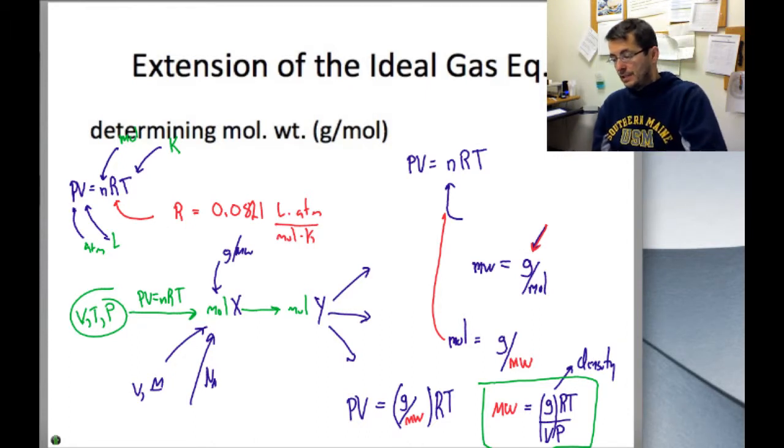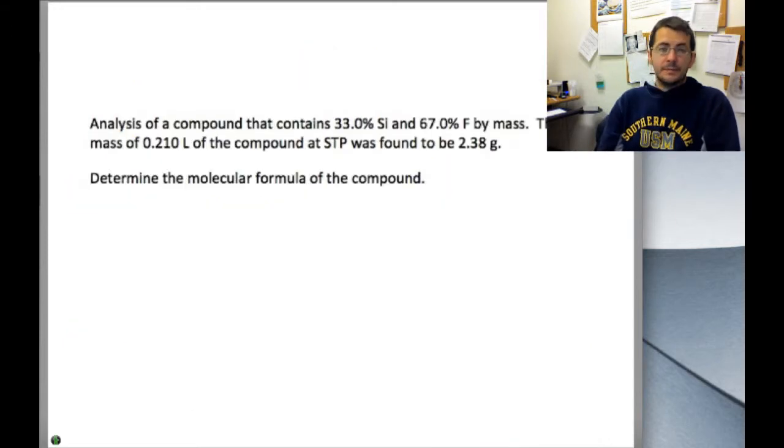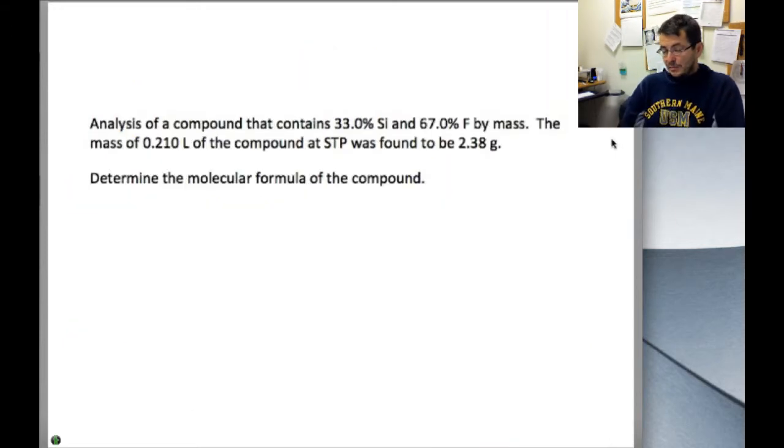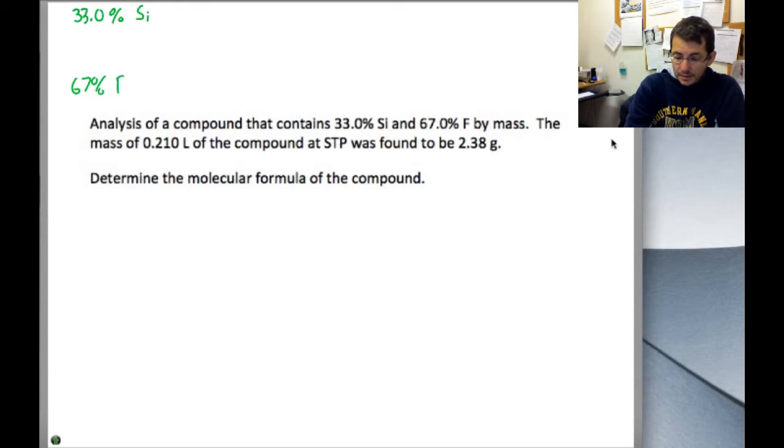So let's see what this looks like in practice. This is a typical chemistry problem. You look at it, and it doesn't seem like it has enough information to solve it. What kind of problem is this? We see that there's some analysis, there are some percentages: 33% silicon and 67% fluorine by mass.